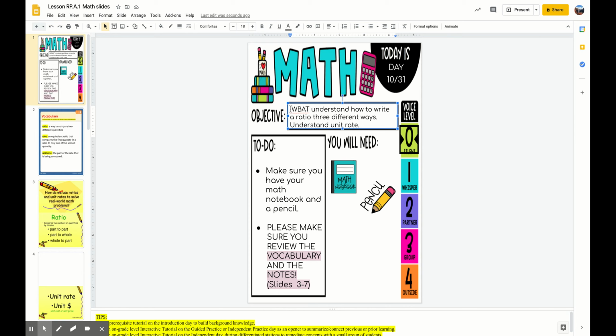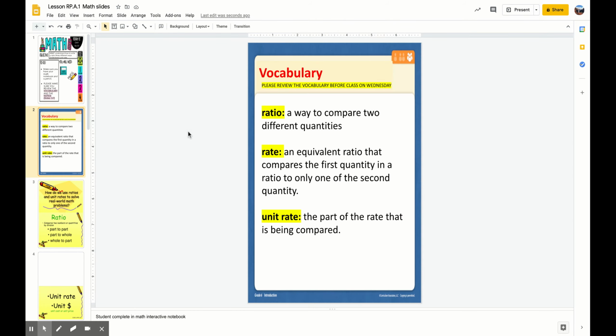So your objective today is: I will be able to understand how to write a ratio 3 different ways and understand unit rate. Again, you will need your math notebook and a pencil. These are the 3 academic vocabulary words that you will need for the entire unit of ratios and proportions. Let's be sure to have a clear understanding of what a ratio is, a rate, and a unit rate.